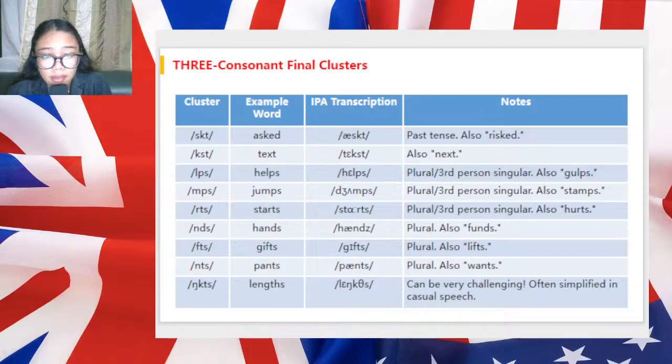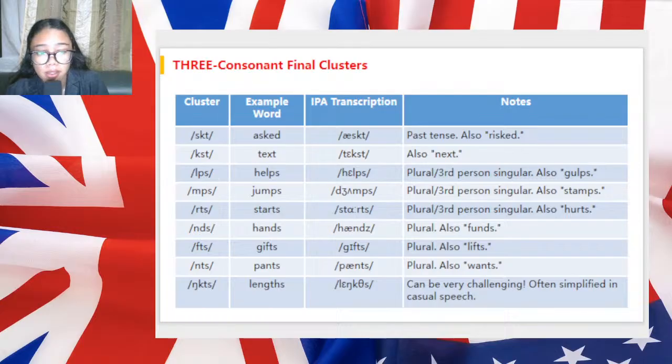This is another common plural or third person singular verb ending, the RTS cluster. It's the R sound followed by T, then the unvoiced S, as in starts. This requires the tongue to move quickly from the R position to the T, and then the S. This applies to words like hurts. Practice starts, hurts, focusing on that quick transition.